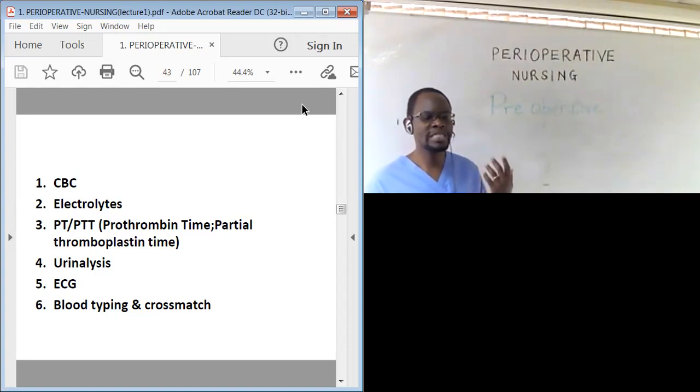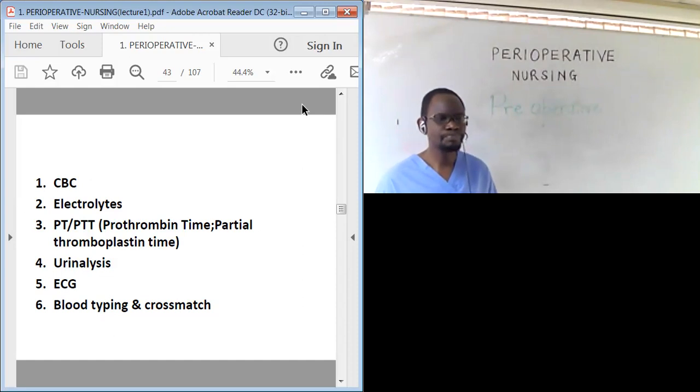Of course, some might need an X-ray, depending on what kind of surgery is going to be done. But the routine ones that must be done for any kind of surgery are CBC, electrolytes, PT/INR, urinalysis, and grouping and cross-match. These are very essential and crucial for any surgery that is going to be performed.